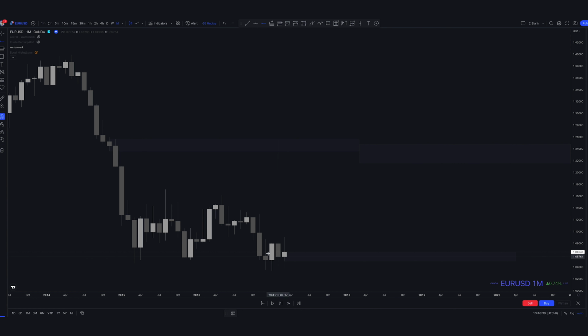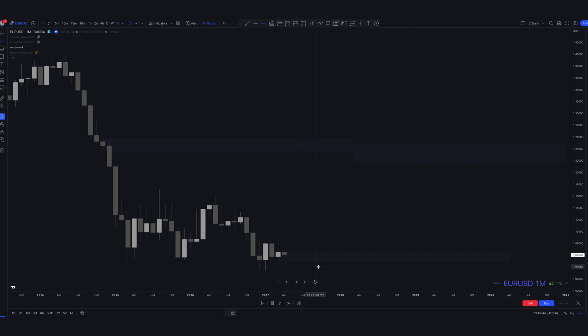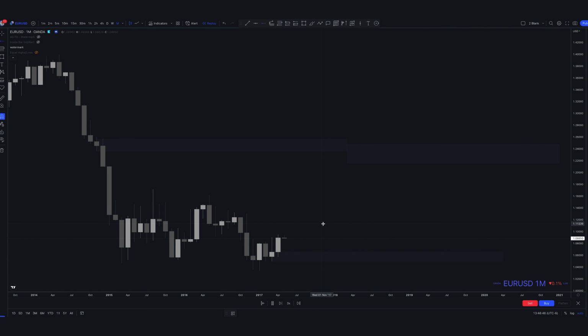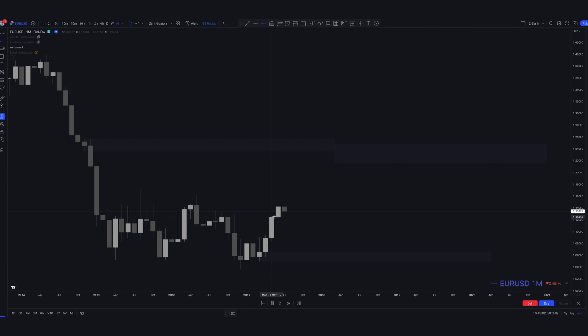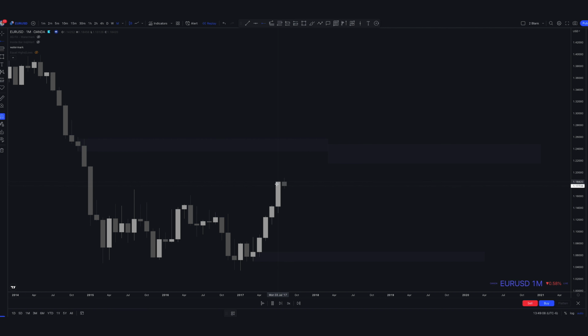All right, so I'll just be playing here with the bar replay so we can look at how it works. As you see, starting on the first candle, the next one already broke above. The second candle already broke above. Third candle, the same. So there's no fractal structure here yet.